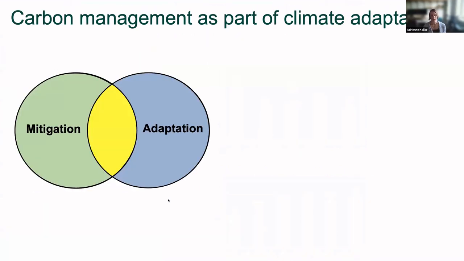So we've talked a lot about forest carbon cycling and how management influences carbon cycling in our ecosystems. I know you all are thinking about climate adaptation in this training, and it's really important to put carbon management into context as part of climate adaptation. Climate adaptation sometimes, but not always, will support carbon management goals. And carbon management goals, or climate mitigation goals, will sometimes, but not always, align with climate adaptation goals.